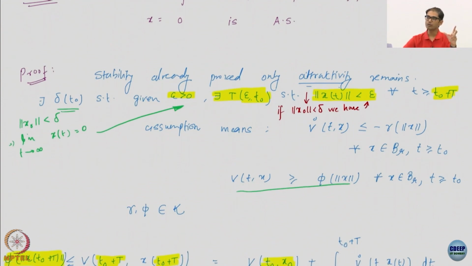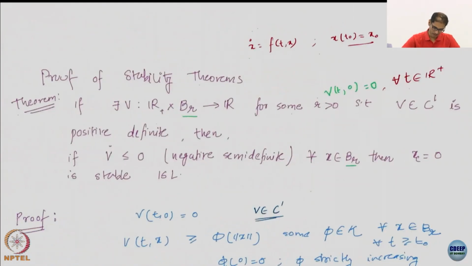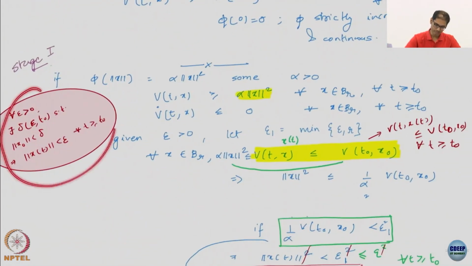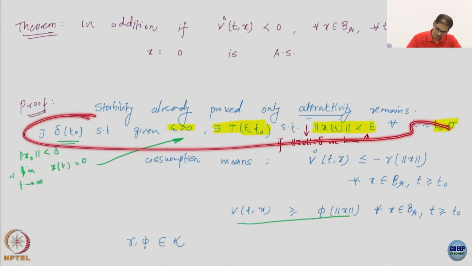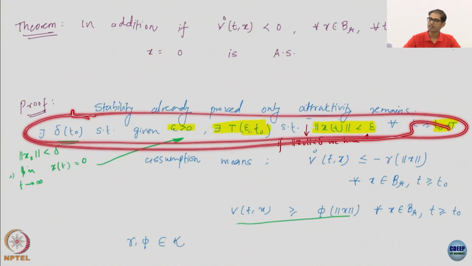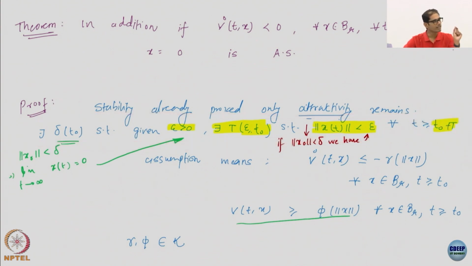Remember when I needed to prove stability, I first wrote what is stability, just to remind ourselves, because this is what I am trying to prove. Similarly, for attractivity, this is where I state attractivity. It's stated a little bit differently. If you remember, attractivity was stated as there exists a delta, which could potentially depend on initial time, such that if you start within the delta ball, as limit t goes to infinity, you go to 0.